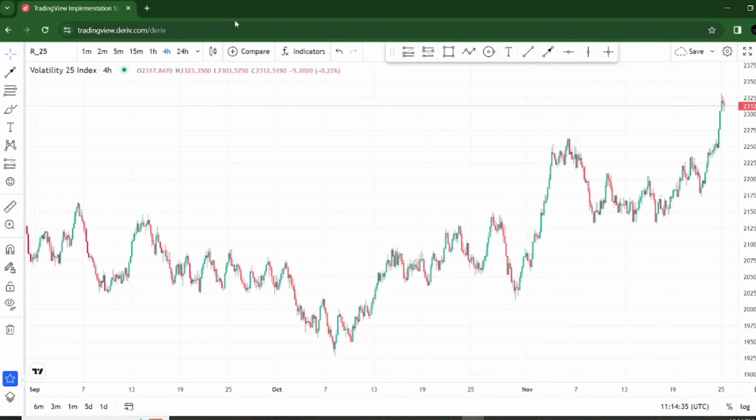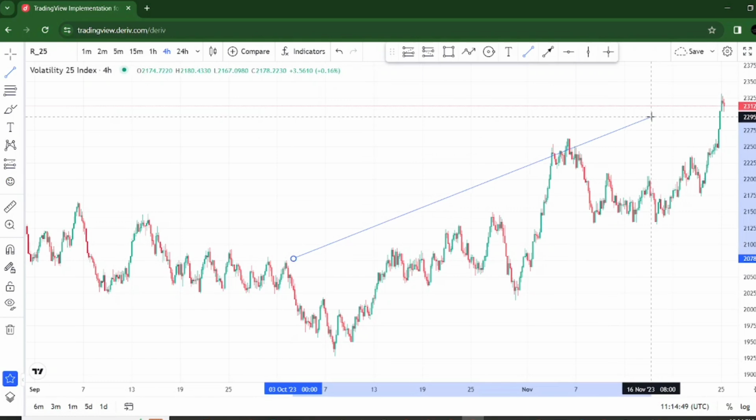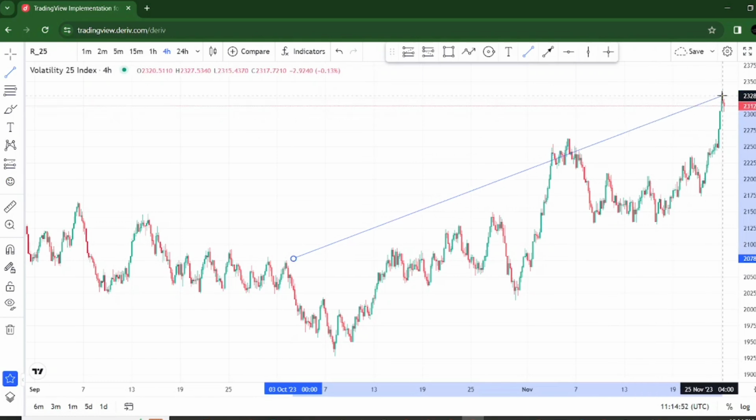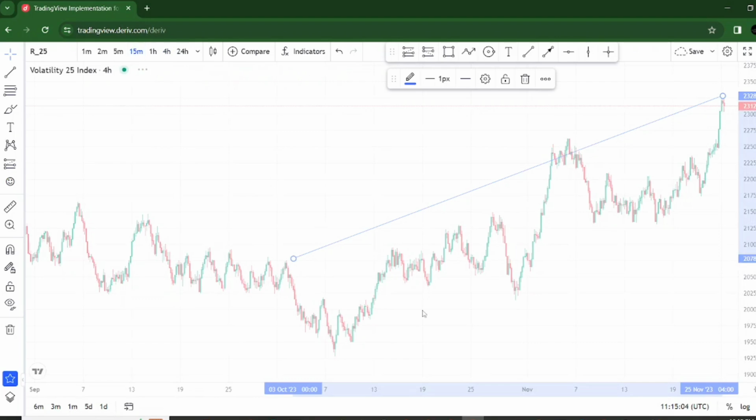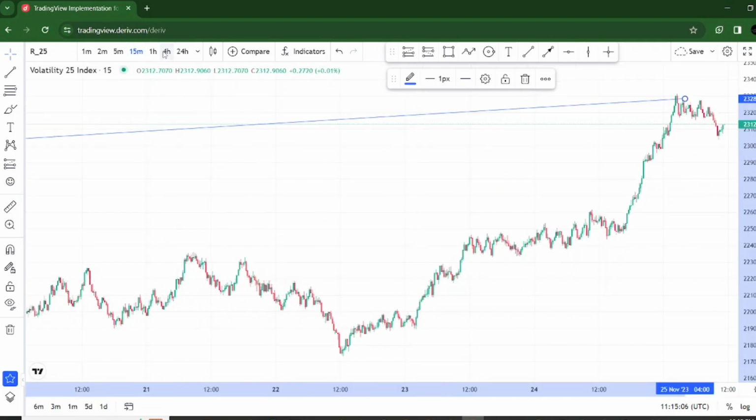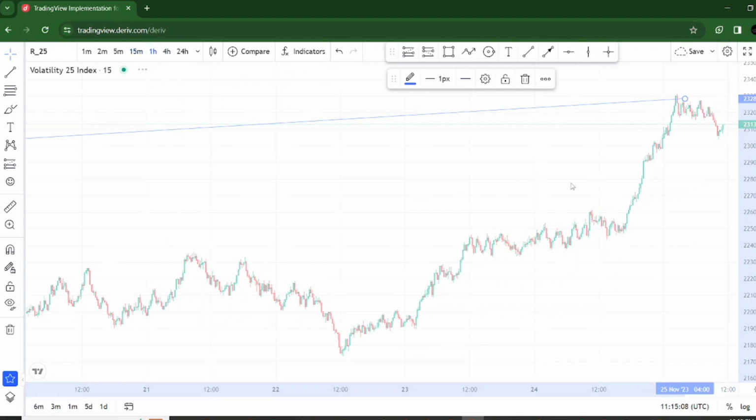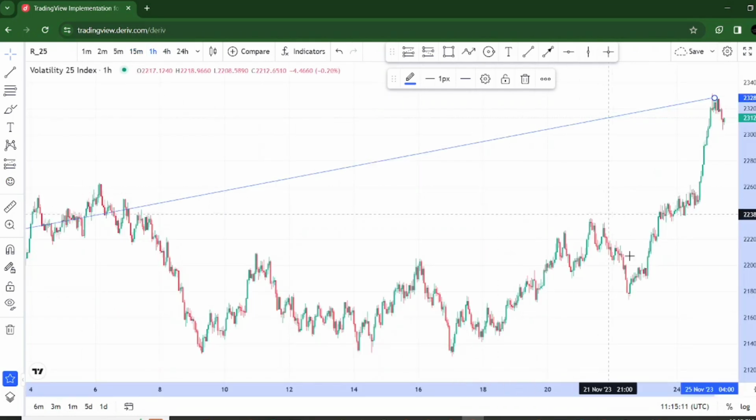Now I'm going to be saying a few things about this particular pair right now. So we'll be talking about the pattern. Having identified this as a bullish trend, let's switch to the 15 minutes time frame. Let me show you something. Okay, 1 hour time frame first.